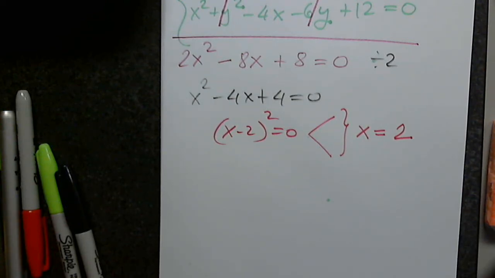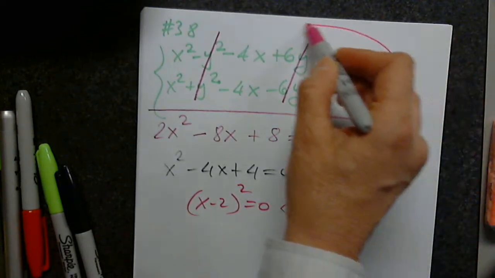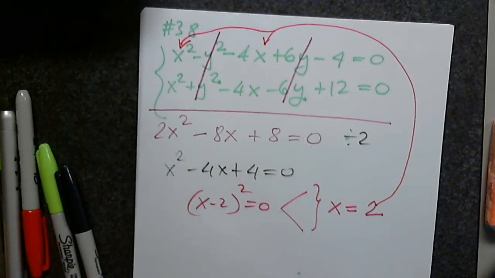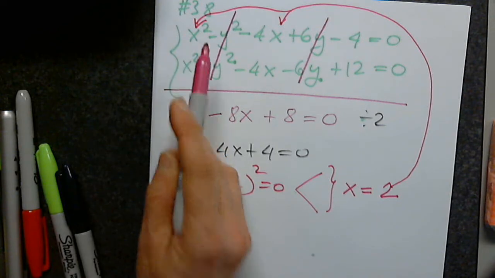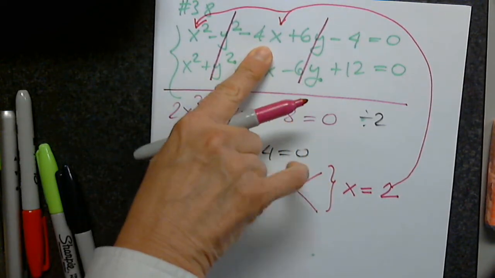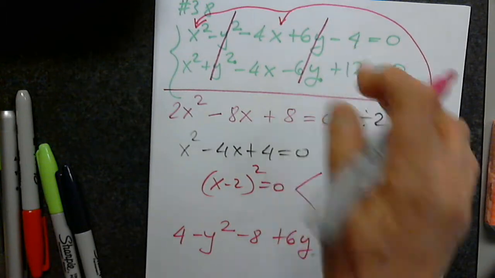Because the problem is not solved. We're almost there, but it's not done. Yes. I have to go back. You dictate. You tell me where you want to go back. It doesn't matter. So let's say we go back to the first one. Please dictate. Indeed. Minus y squared. Minus 8. Plus 6y. And minus 4.